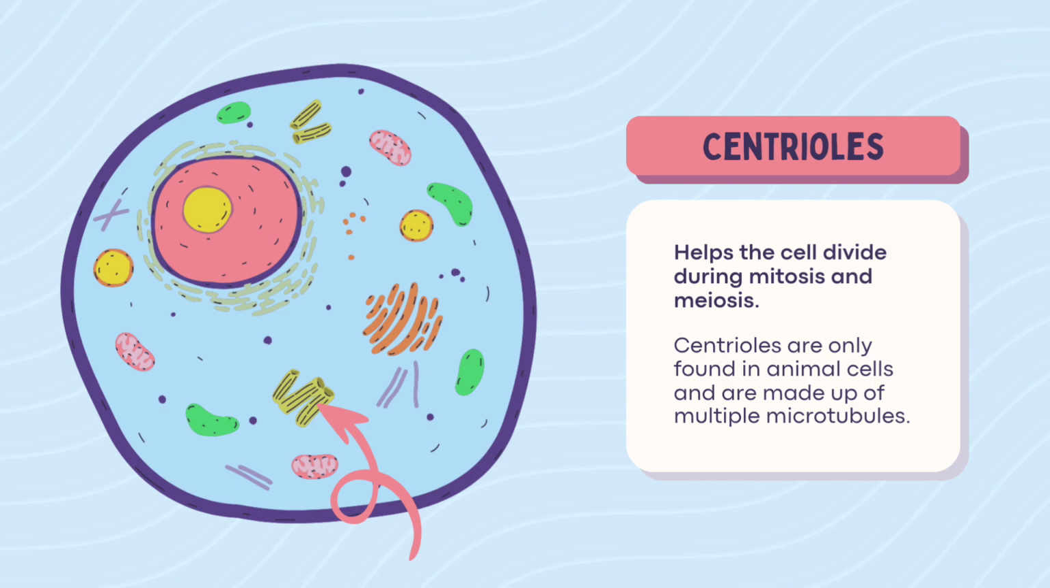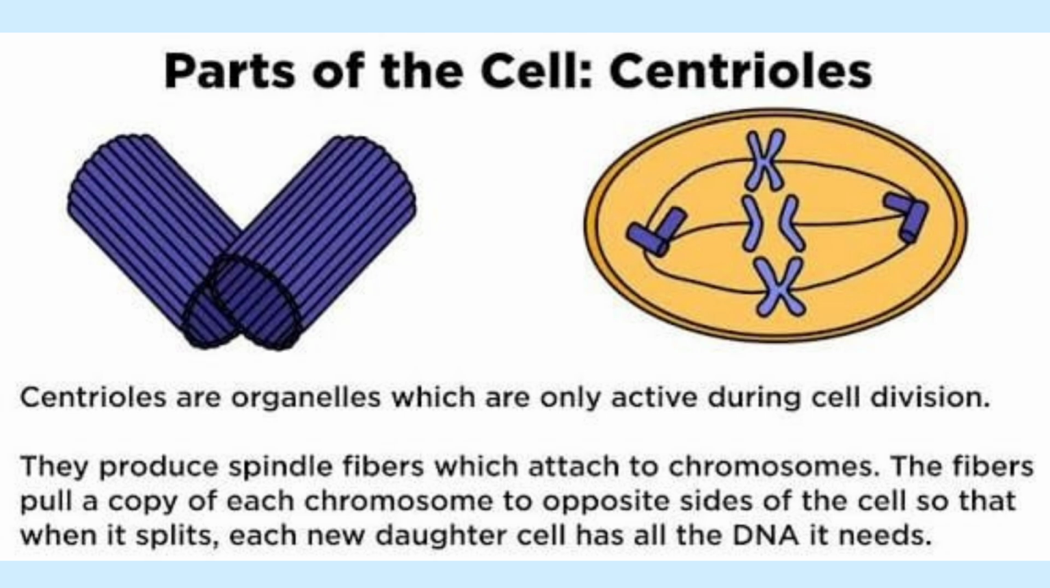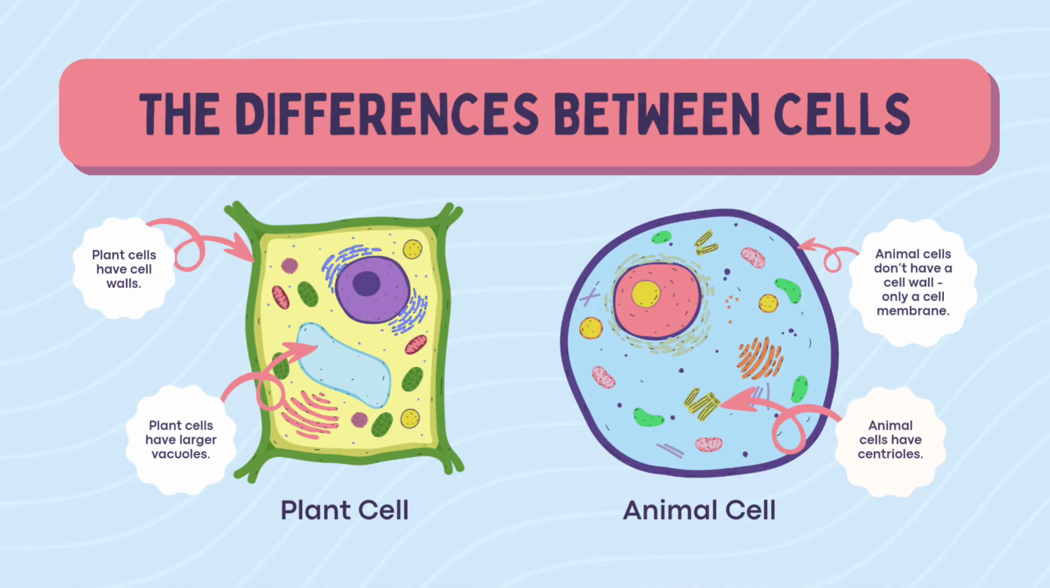Next are centrioles, found only in animal cells. Centrioles help the cell divide during mitosis and meiosis. They are made up of microtubules and act like guides, making sure the chromosomes are divided evenly into new cells. Without centrioles, the cell wouldn't be able to reproduce accurately.